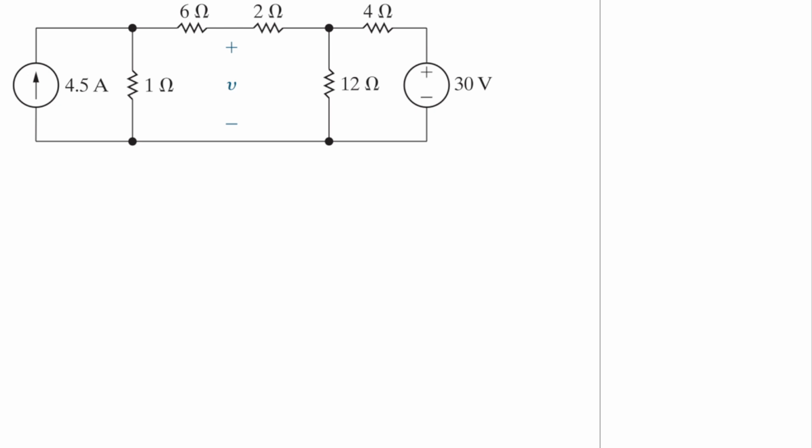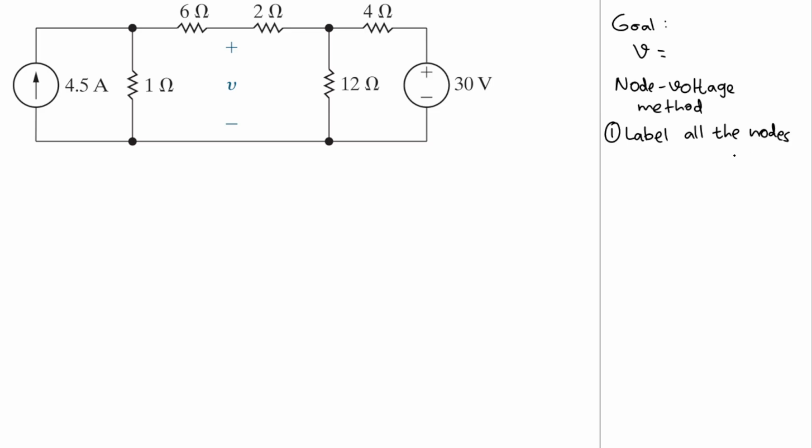Hello, in this video, I will explain how to find the voltage V here in this circuit. So our goal is to find out what V is. And then we are asked to use the node voltage method, or some other books call it nodal analysis. Node voltage method. And the first step that we need to do is to label all the nodes. Label all the nodes. And also extract some necessary information, right?